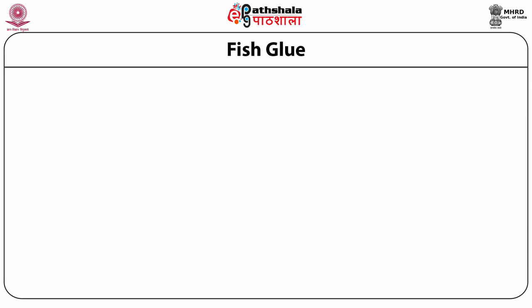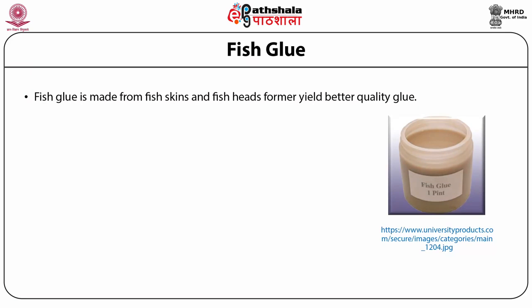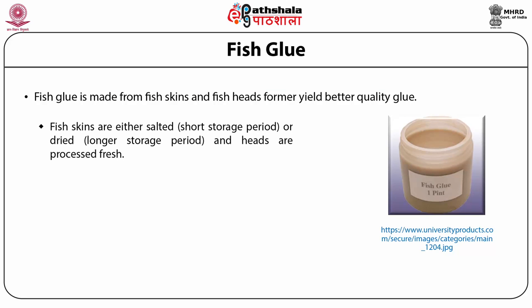Fish glue. As we are talking about, fish waste has the potential to generate waste products, and fish glue is one of the products out of it. Here we will talk about fish glue and its production techniques. Fish glue is made from fish skin and fish heads. The former yields better quality glue. Fish skins are either salted or dried and heads are processed fresh.